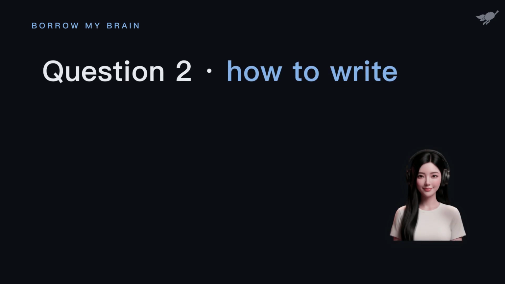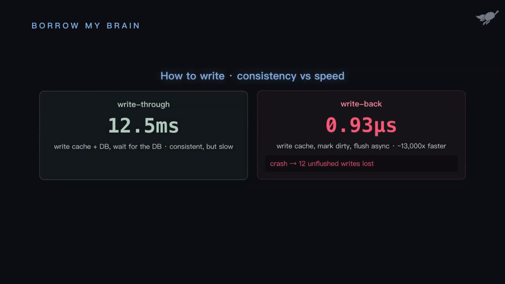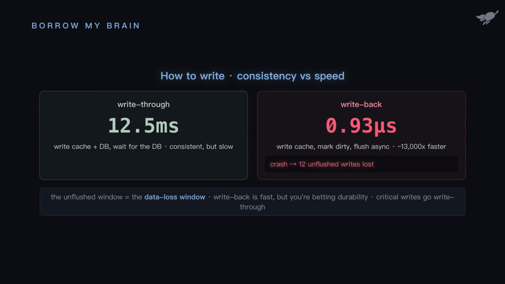Second question, how to write? This one is a trade between consistency and speed. 2 mainstream approaches. Write through. On a write, you write the cache and the database together, and it's not done until the database has it on disk. 12.5 milliseconds per write.